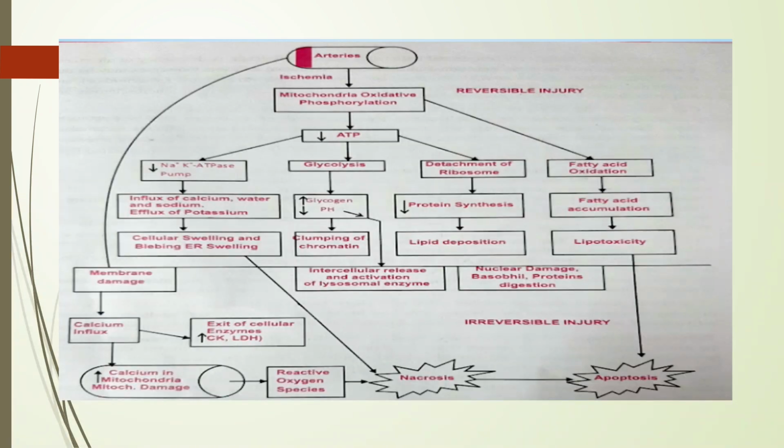This is the overall cycle of reversible and irreversible injury and cell death. First of all, there is mitochondrial oxidative phosphorylation, then ATP. These are all part of the overall cycle of reversible and irreversible cell injury.